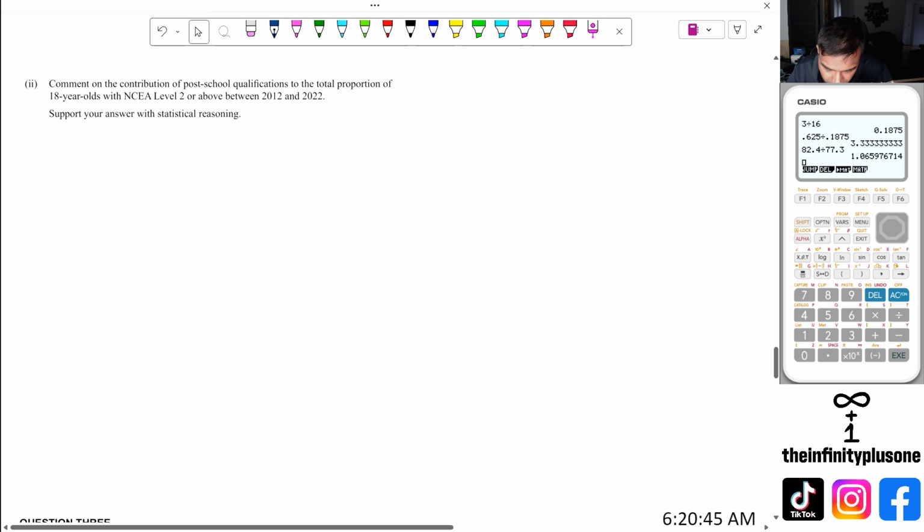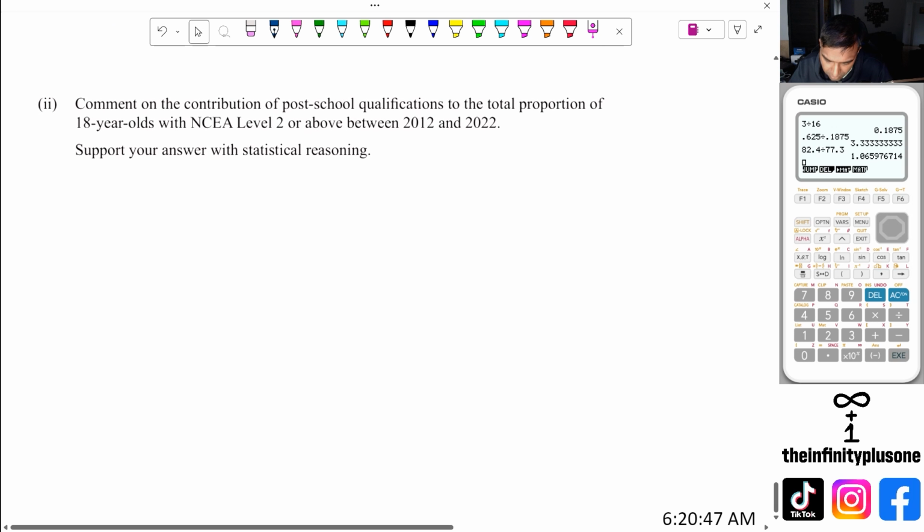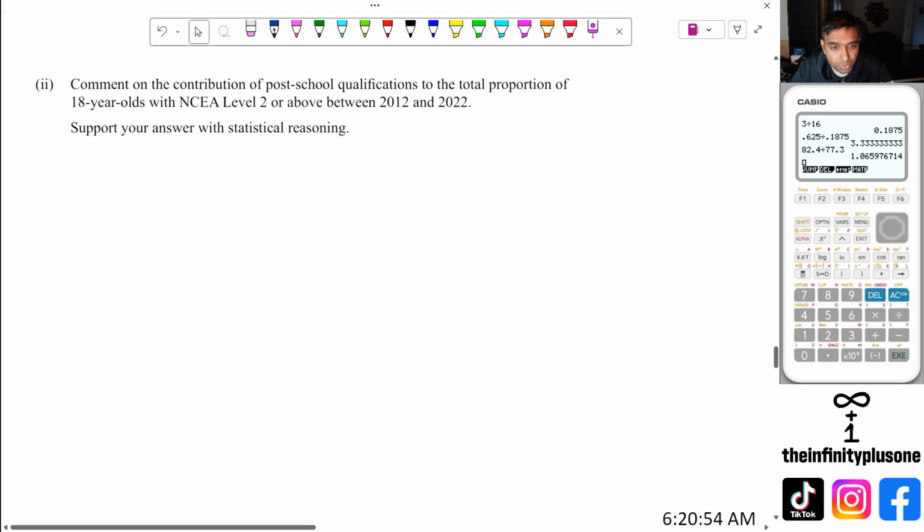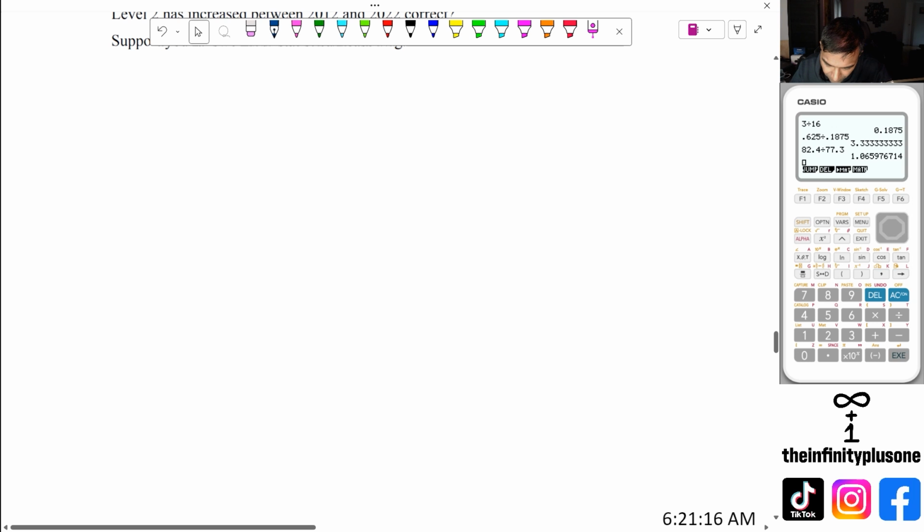As for the next one, we've got comment on the contribution, total proportion between 2012. Okay, so there's a lot of things that we can potentially do here. So level 2 and 2012 or above. Now we already have the first bits of data there, right? So we've actually got probability, well, not probability, proportion. The proportion is actually, what is it looking at? Post-school qualifications. Okay, so I got to go back.